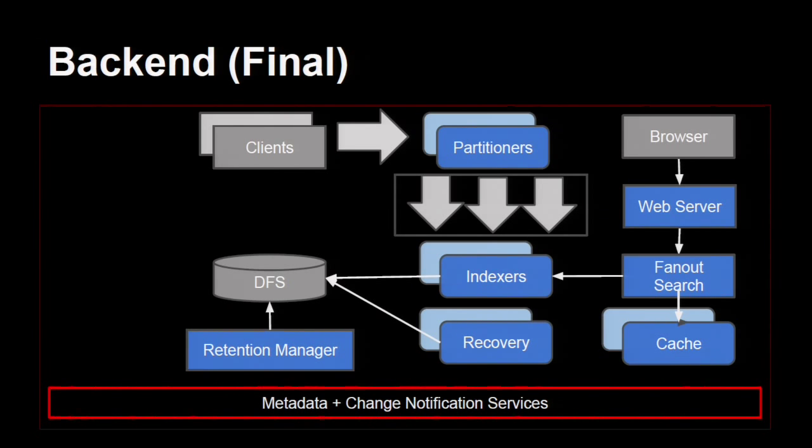I wanted to put technologies to what we have, although I don't think it's super relevant. But the pipeline from the clients to the partitioners is Scribe. The sequential streams is Kafka. We use HDFS to store all the indexes, and the rest of them, obviously, stateless services running on our compute tier.